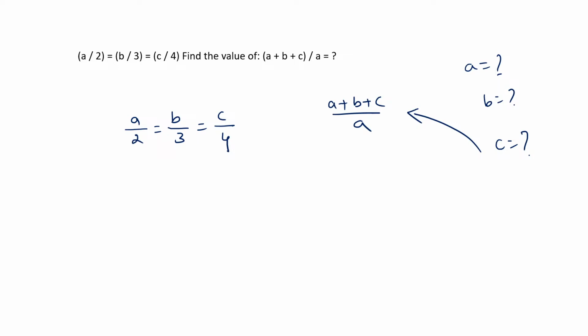Listen, remember one thing, multiplying or dividing the ratio with the same number is not going to affect the value of the ratio. That means 1:2 is the same as 50:100, or 50:100 is the same as 5:10.